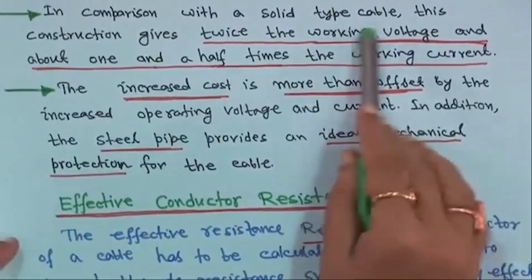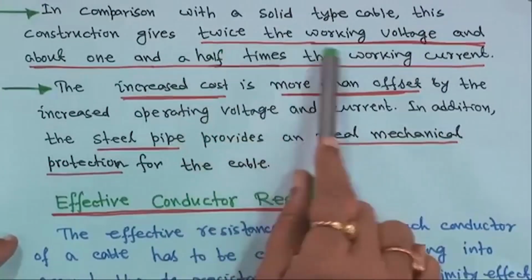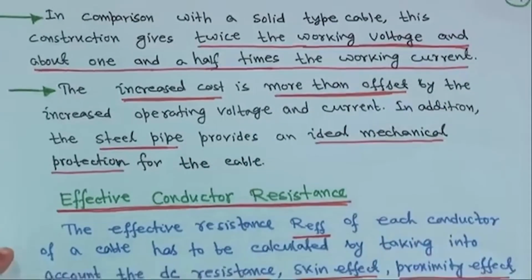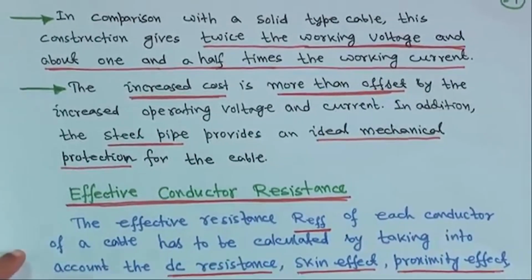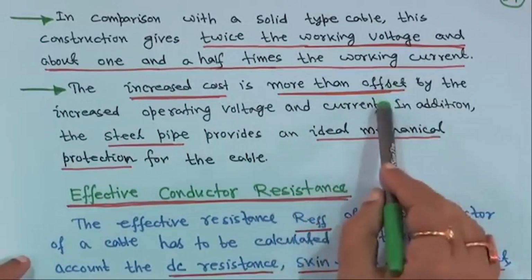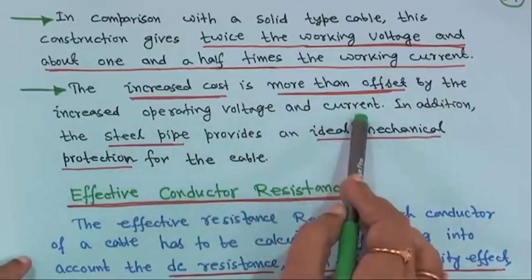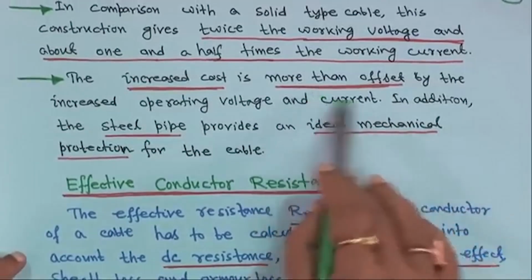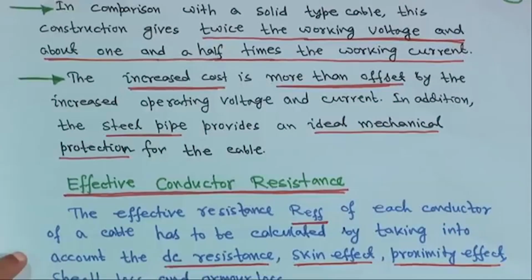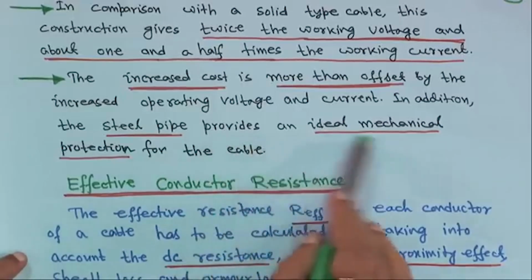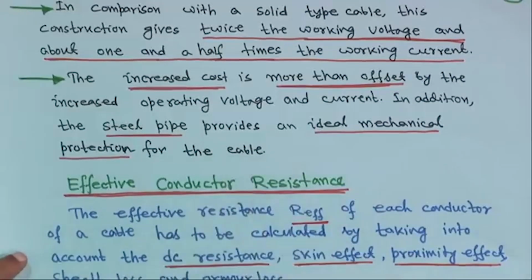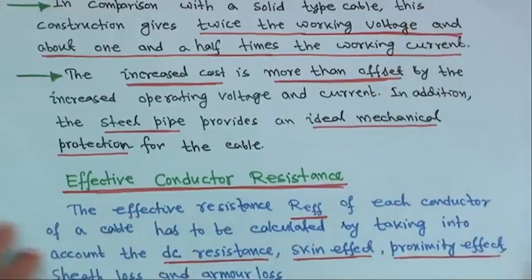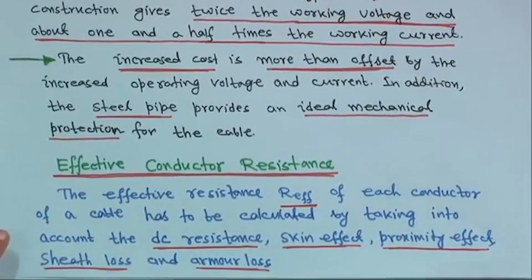In comparison with a solid type cable, this construction gives twice the working voltage and about 1.5 times the working current. The increased cost is more than offset by the increased operating voltage and current. But the cost of these cables is very high, so whatever technical advantage you are getting will be completely offset. In addition, the steel pipe provides an ideal mechanical protection for the cable. So this is your steel pipe. That means additional cost you have to incur.